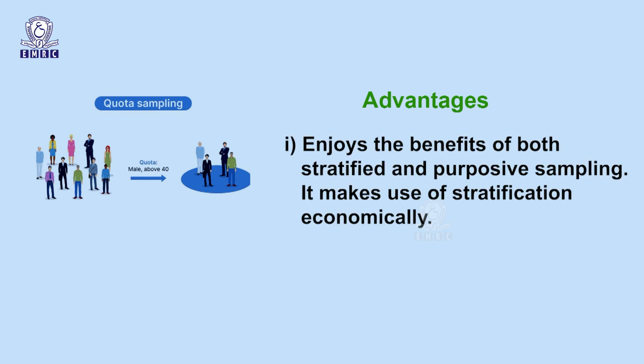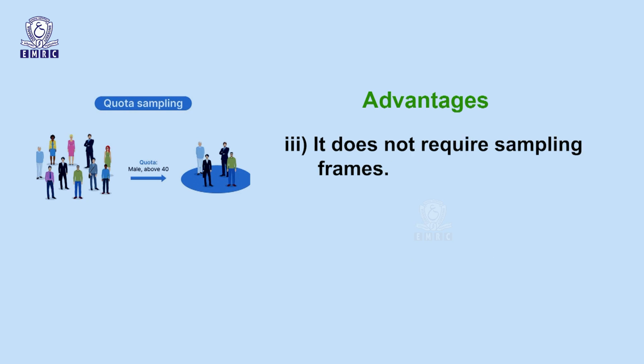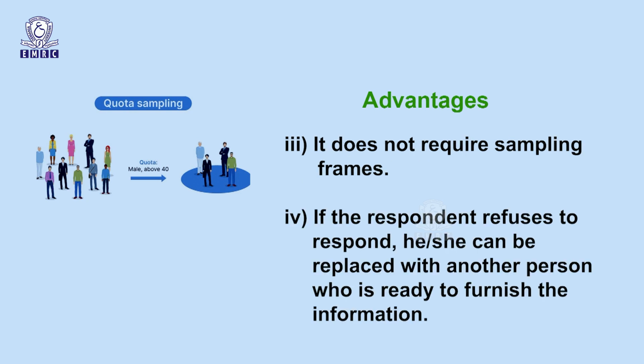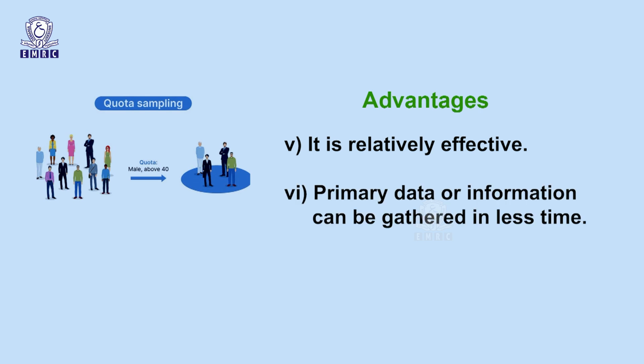The first advantage is that this sampling method enjoys the benefits of both stratified and purposive sampling. It makes use of stratification economically. The second one is that it is also less expensive and speedier than other techniques. It does not require sampling frames. If the respondent refuses to respond, he or she can be replaced with another person who is ready to furnish the information. It is relatively effective. Primary data or information can be gathered in less time.